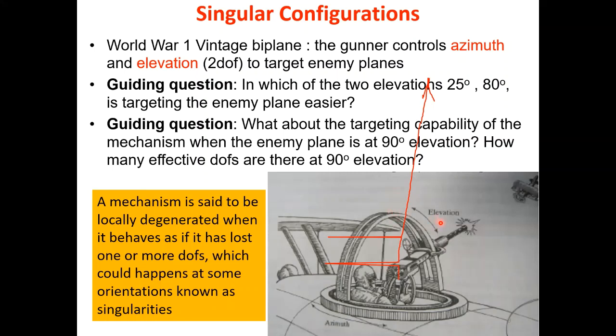You are losing your 2-degree of freedom capability, because in any other elevation, let's say this elevation, this is pretty much like 30 degrees, right? Or 25.